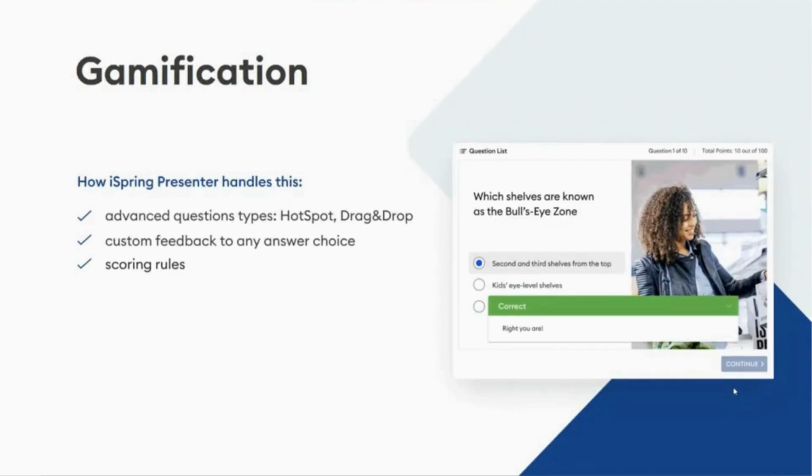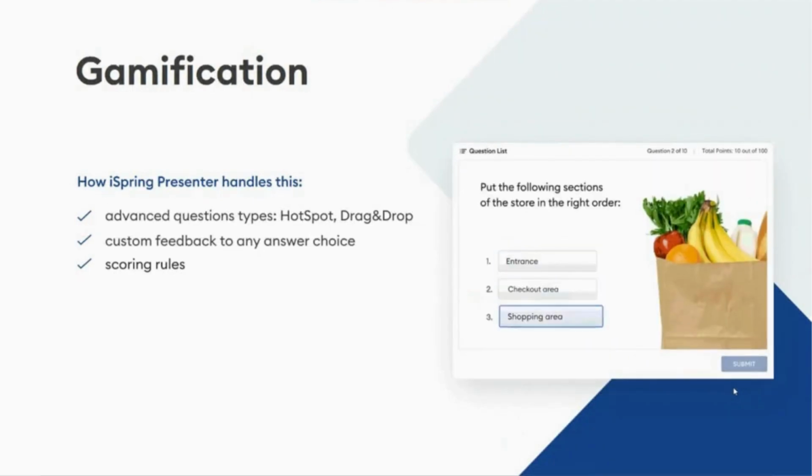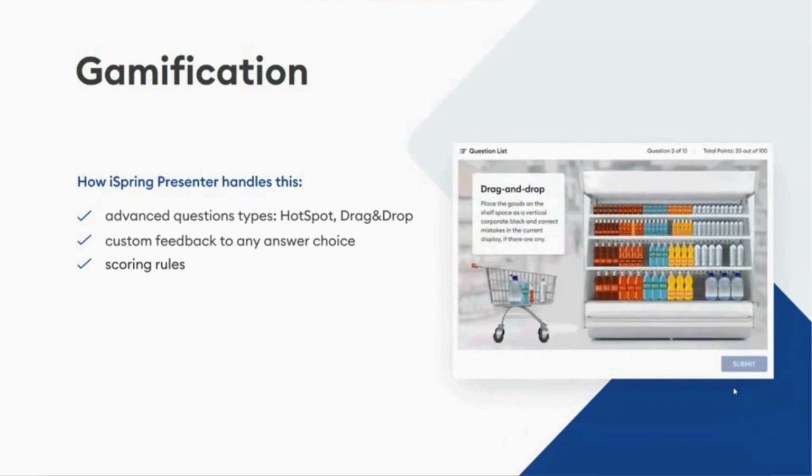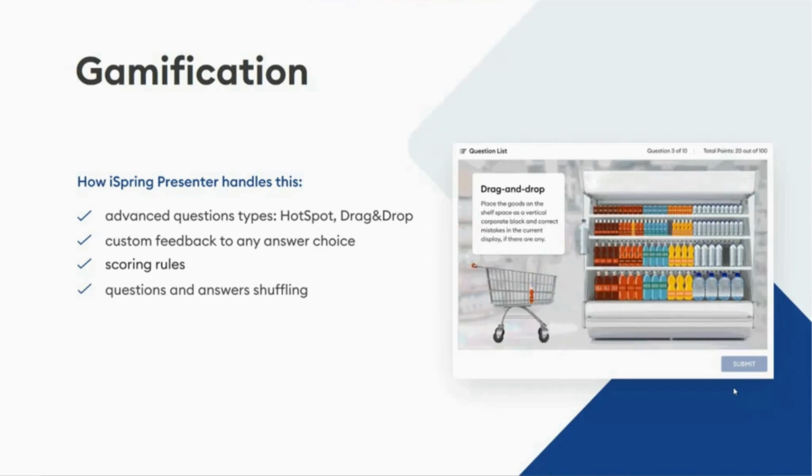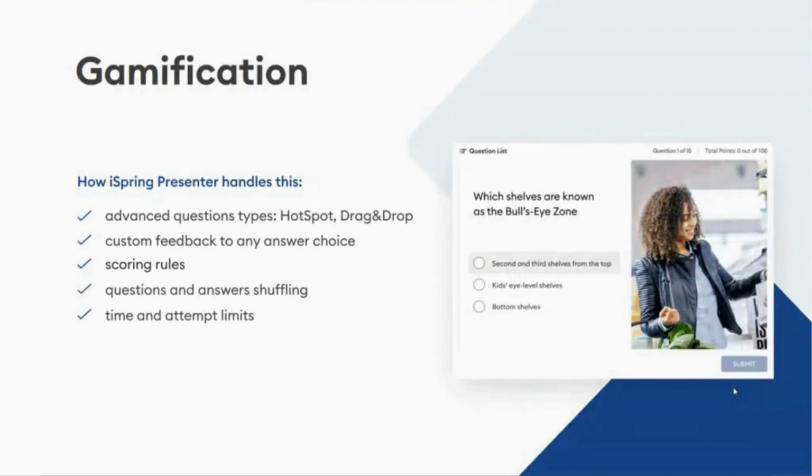Scoring rules, for example, additional points for difficult questions and penalties for every wrong answer or new attempt. Question and answer shuffling to prevent cheating. Time and attempt limits applied to the entire test or just to a particular question.